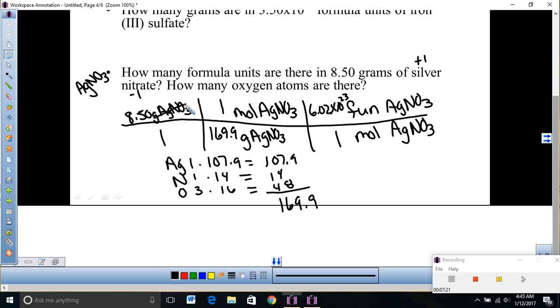So, can you see that cancels, and you're left with formula units. Multiply, multiply, divide, and you will get an answer of 3.01 times 10 to the 22nd formula units of silver nitrate.